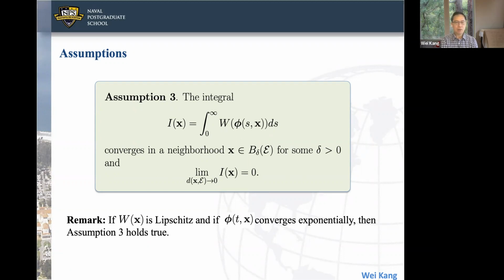Well, this one in general, you may need to verify. However, in most cases in engineering, you get uniform exponential stability. If that's the case, even if the invariant set is unbounded, you can still guarantee this assumption. So for the example I show you, it will be exponentially convergent, so this assumption is actually satisfied, but in general, you need to verify that. Okay, so those are some assumptions.